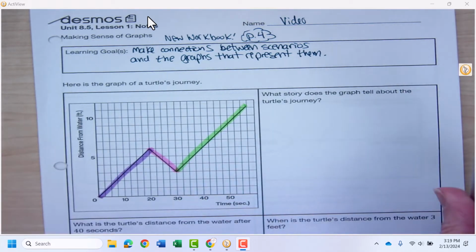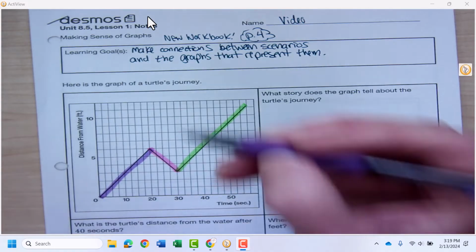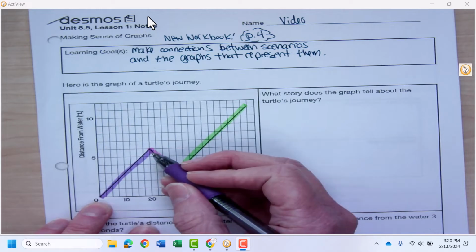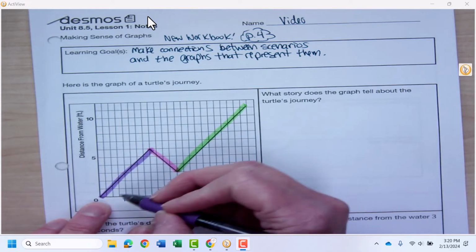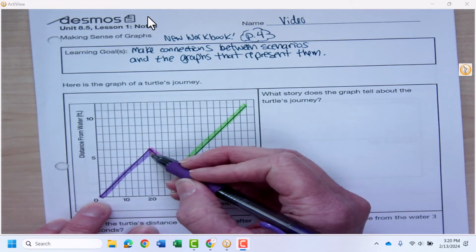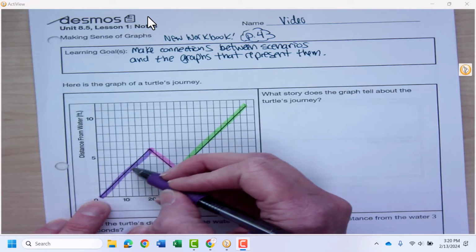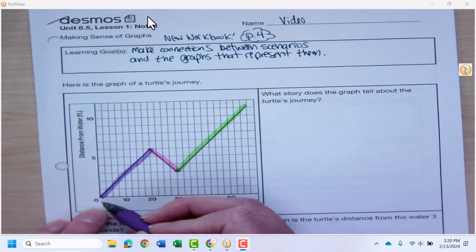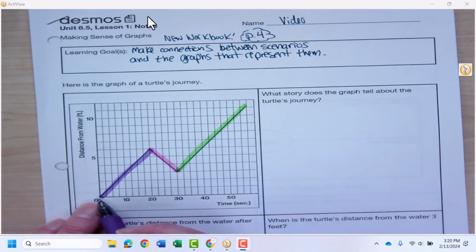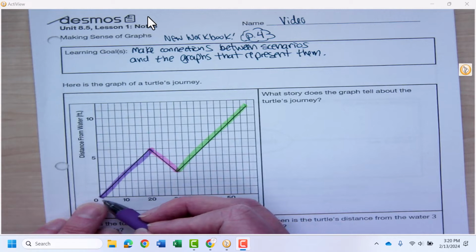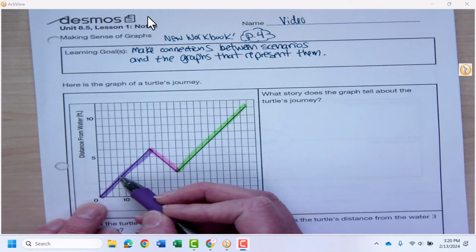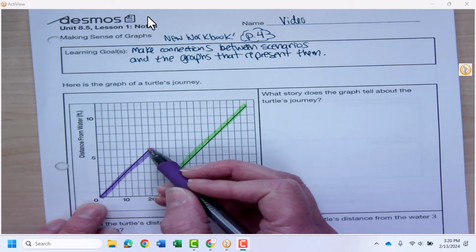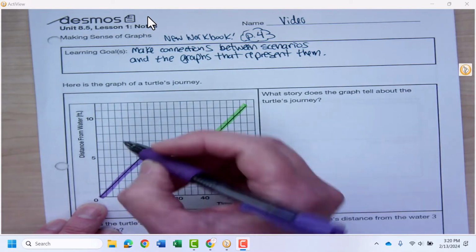And let me get a purple pen here. And I can say something about this first part and say for 20 seconds, the turtle is moving away from the water. The distance from the water is increasing. So he starts right at the water, 0 feet from the water. And then over many seconds, he gets 1 foot away from the water, 2 foot away from the water, 3 foot, 4 foot, 5 feet away from the water, 6 feet away from the water, until we get to this point right here.